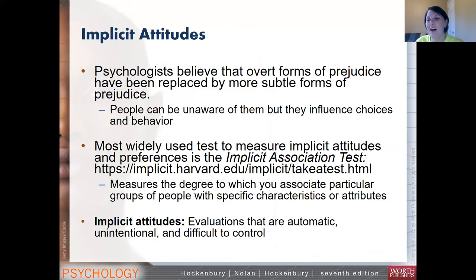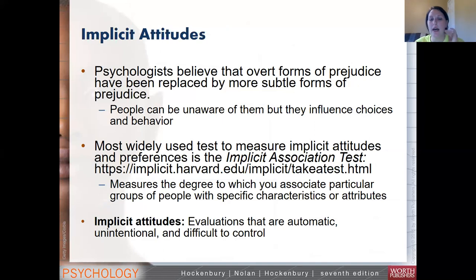But when we think about our implicit attitudes, these are automatic, unintentional, hard to control, hard to put into words. Say you have a white person walking down the street, and a black person is coming toward them. The white person doesn't even realize it, but starts to cross the street just to not cross the black person. They don't even think about it. They didn't even realize they did it. That would be an implicit attitude, something that's just so automatic, so unintentional.